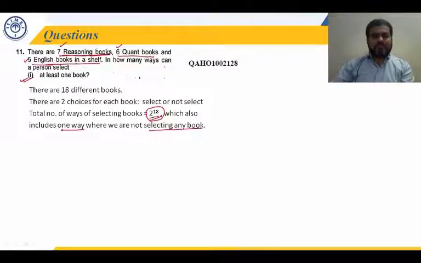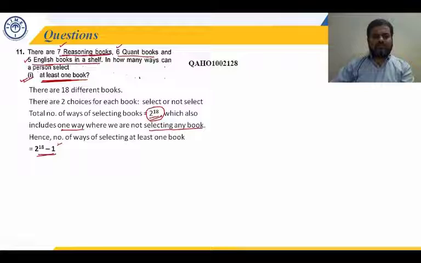So if none of the books are selected, that means there is only one way of not selecting any of the books. But what does the question say? The question says that he has to select at least one book. So hence number of ways of selecting at least one book will be 2 to the power 18 minus 1. Right? This one way in which we are not selecting any of the books has to be subtracted from the total number of ways. So 2 to the power 18 minus 1 is the answer for this question. Fine.